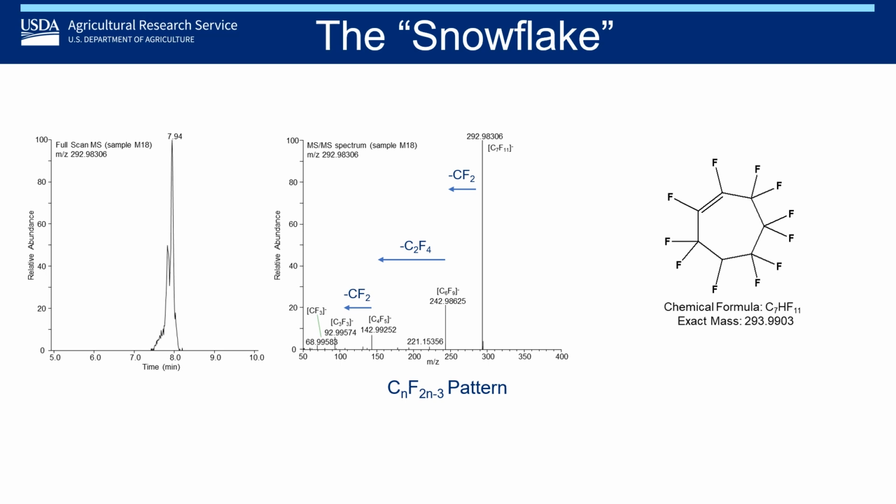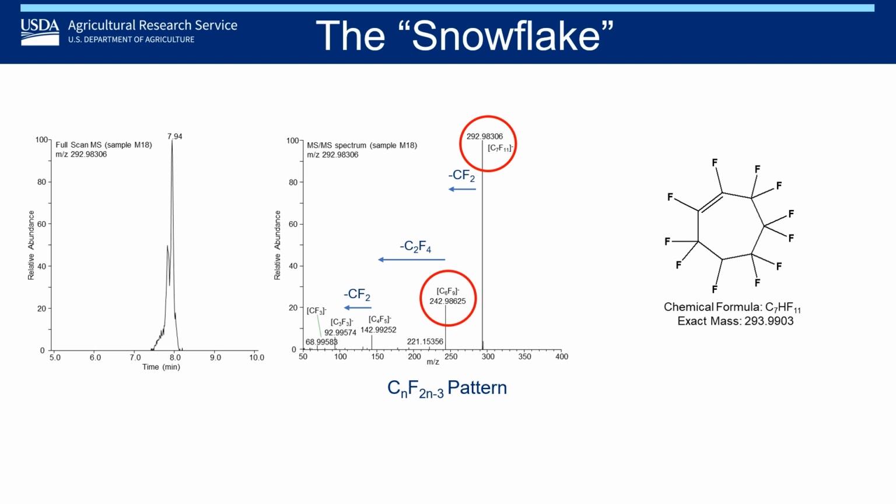However, one thing that gave us a little bit of pause was the difference between this base peak, which is at 292.98, and the next peak at 242.98. This difference of 1 CF2 seemed like a difficult thing to break off of a ringed structure, just based on organic chemistry and all of those types of rules.